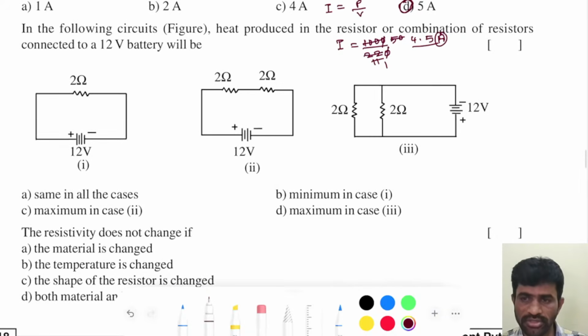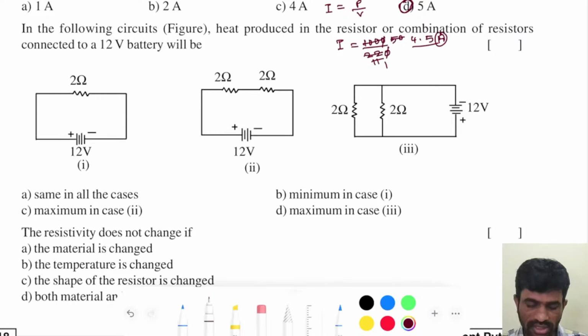You have different circuits and the question is about them. In the following circuits, the heat produced in the resistor or combination of resistors connected to a 12 volt battery will be: same in all the cases, minimum in case 1, maximum in case 1, or maximum in case 3? It is about the physics electricity topic.